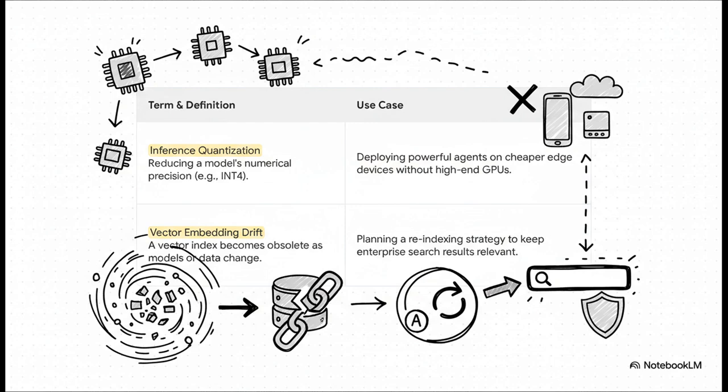Inference quantization is all about running models on cheaper hardware. By dropping the numerical precision down to something like 4-bit integers, you can deploy powerful agents on edge devices without needing a high-end GPU farm.